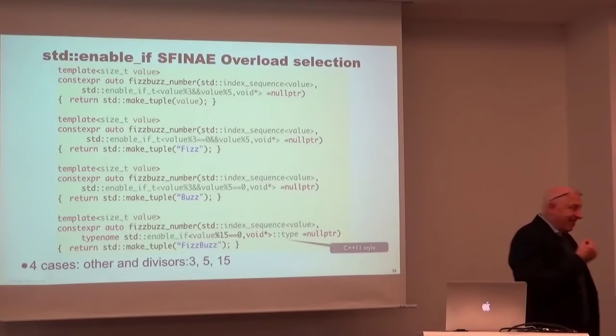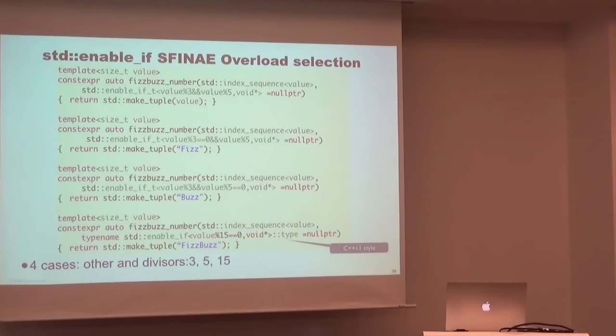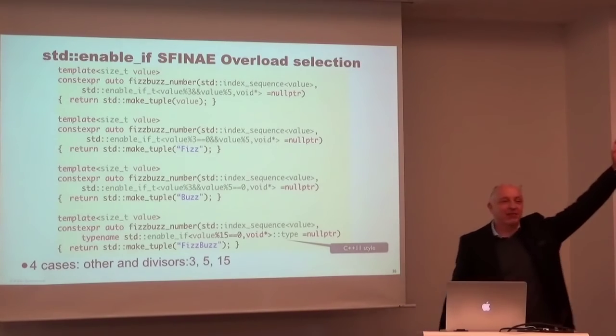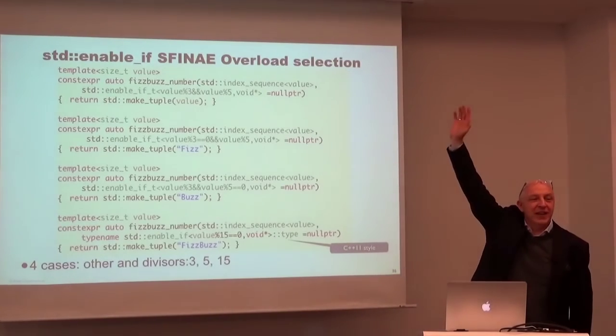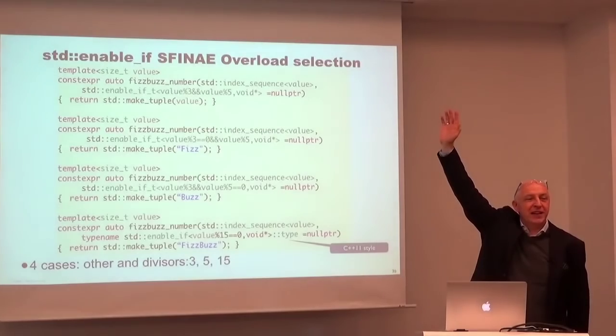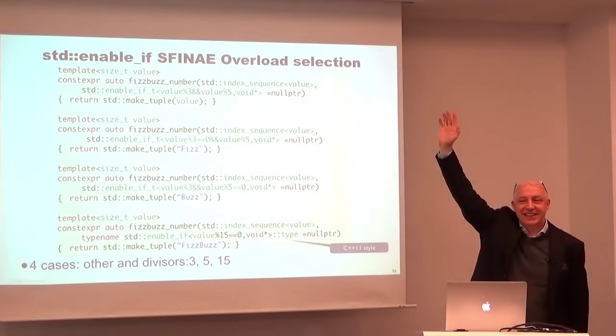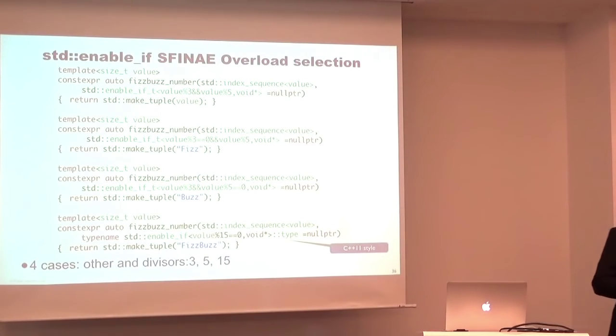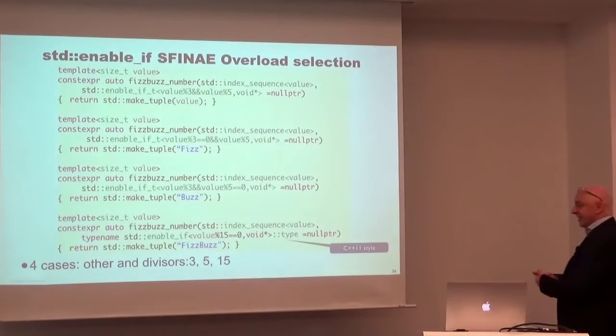Now, to get that, we use enable if. And the standard library provides that. And who has used enable if? Who has never used enable if? Who has never heard that there exists something like that? Okay, what is enable if? Enable if is a means to make compilation fail, but fail in a way that it's not a compile error.